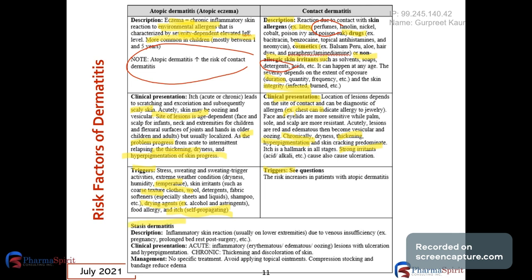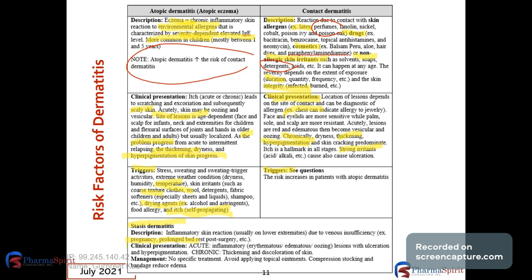Stasis dermatitis is an inflammatory skin reaction, usually on the lower extremities, due to venous insufficiency. For example, when the patient does not move, when the blood remains for a long time in the veins, this can cause stasis dermatitis. This can happen in pregnant women because they don't walk much and they're getting heavier. Also, patients with prolonged bed rest, or for example, after surgery.